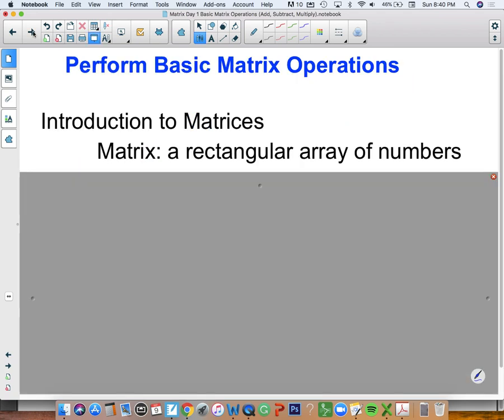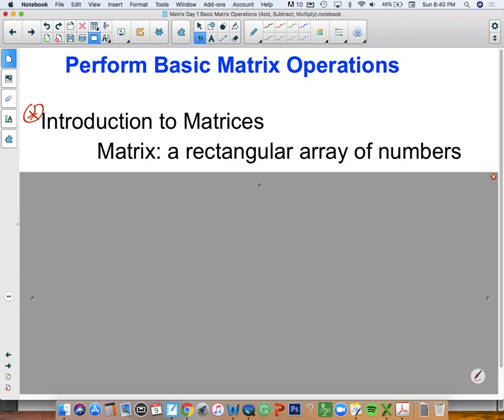So first of all, we got to kind of identify what a matrix is. Okay, so we're performing basic matrix operations. Introduction to matrices, right here. Okay, matrices is plural of matrix. All right, so a matrix is just a rectangular array of numbers.